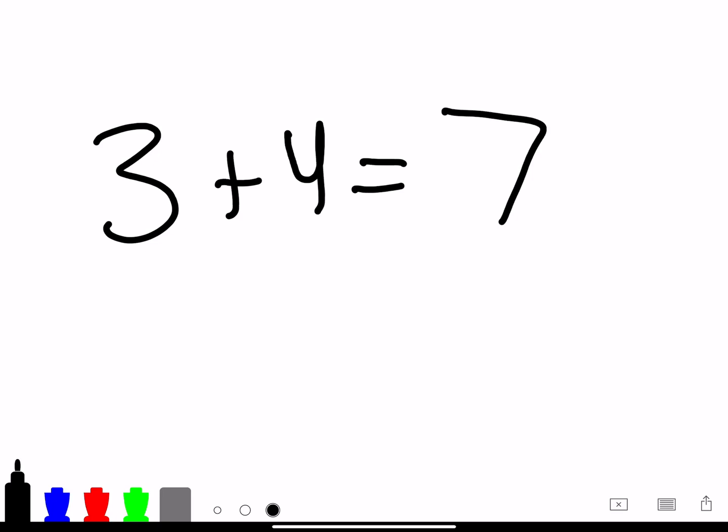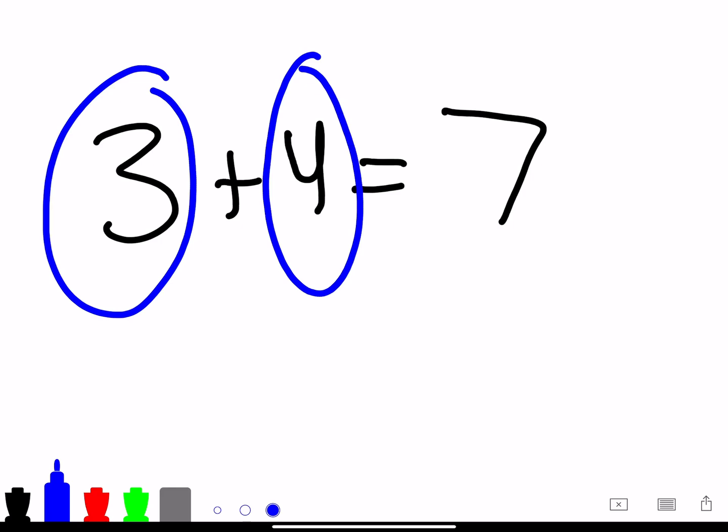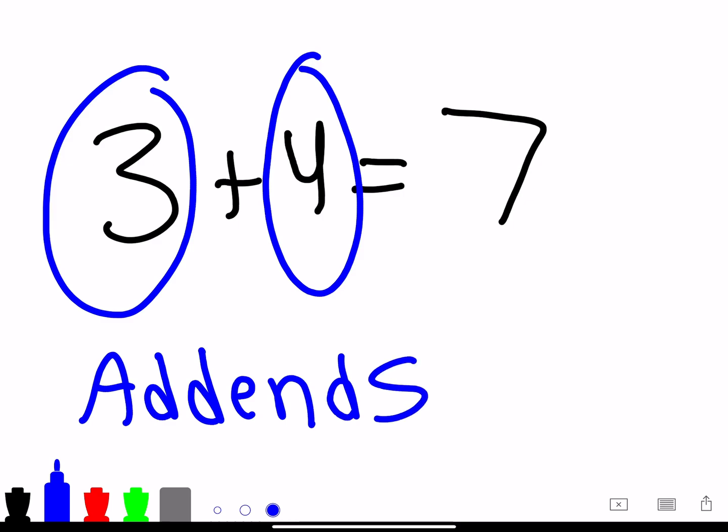Well, first off, the 3 and the 4 are important because those are called the add-ins. So every addition equation problem, a number plus a number, those are going to be your add-ins. Not for subtraction equations. Those numbers are not going to be called add-ins. I like to think of it like that, add-in.